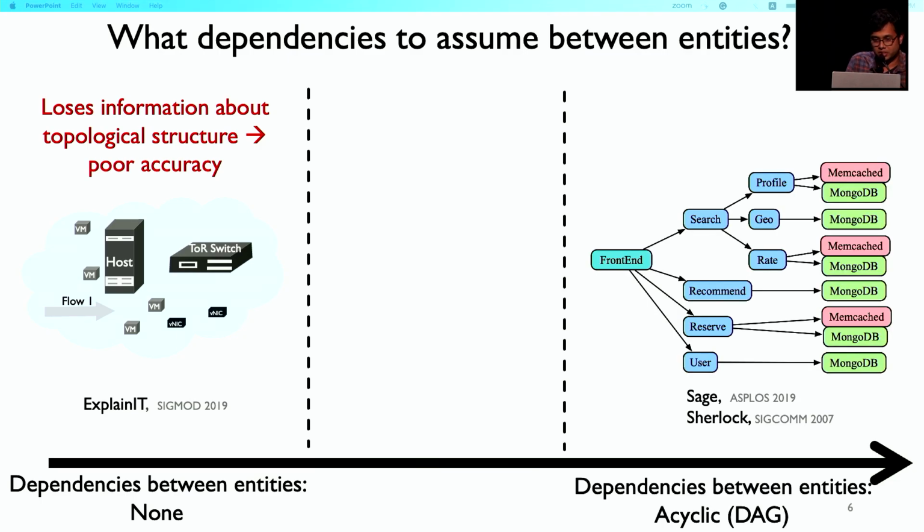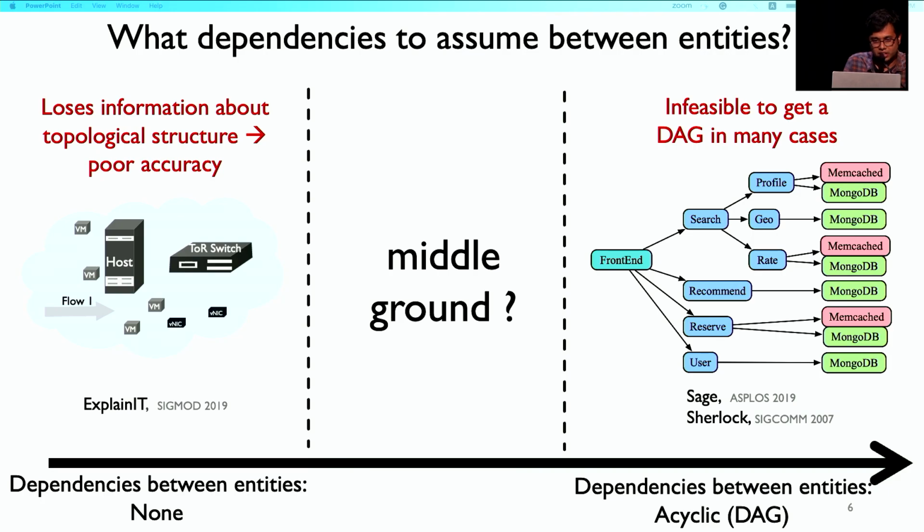On the other end of the spectrum are a set of systems which are more restrictive. So for example, systems like Sage and Sherlock assume a perfect DAG of dependencies between entities. So this DAG clearly defines how an entity affects another entity. There are no cycles in the DAG. While this DAG makes the analysis easier, this DAG is also infeasible to get in many scenarios.